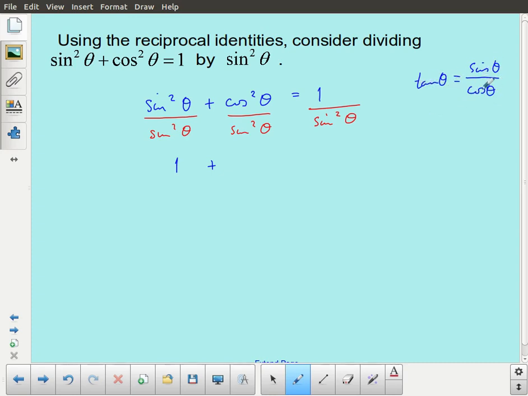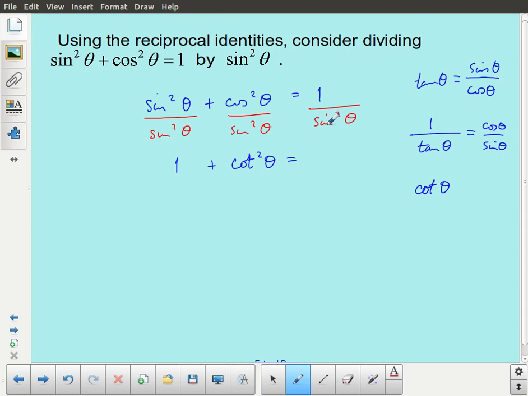So if tan theta is equal to this, then 1 over tan theta must be the reciprocal, which means I could say cos theta over sine theta is equal to 1 over tan theta. But that's the same as cotangent theta, which is one of our new reciprocal identities. But here I have cos squared over sine squared, which means this must be cotangent squared theta, equals, and then 1 over sine squared theta.